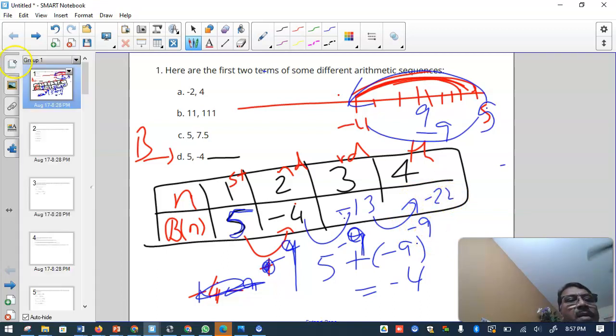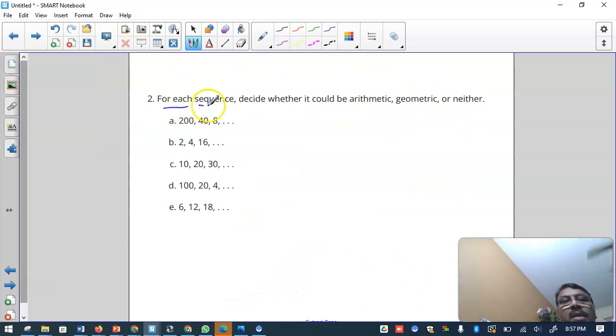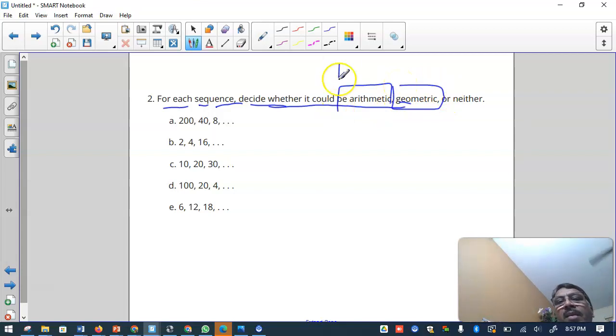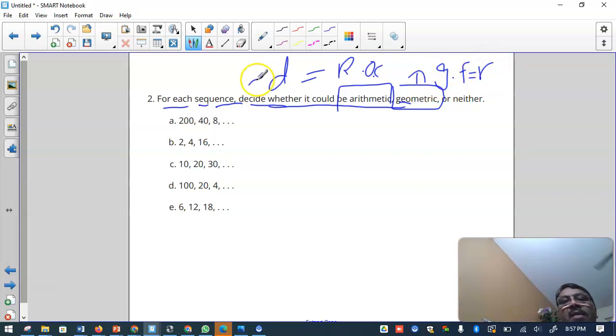Let's do the second problem. Watch this. In each of these, you can decide: do you think it is an arithmetic or geometric sequence? How do we know arithmetic is? There should be a rate of change. That means you need to know the common difference, and for the geometric sequence, you should have a growth factor. That means there should be a common ratio there, and this is the common difference.